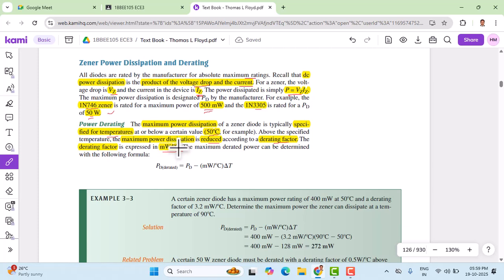That is the derating factor, and the derated power can be determined with the following formula: PD derated equals PD, which is the maximum power dissipation, minus the power derating factor, which is milliwatt per degree Celsius, multiplied with the change in temperature.